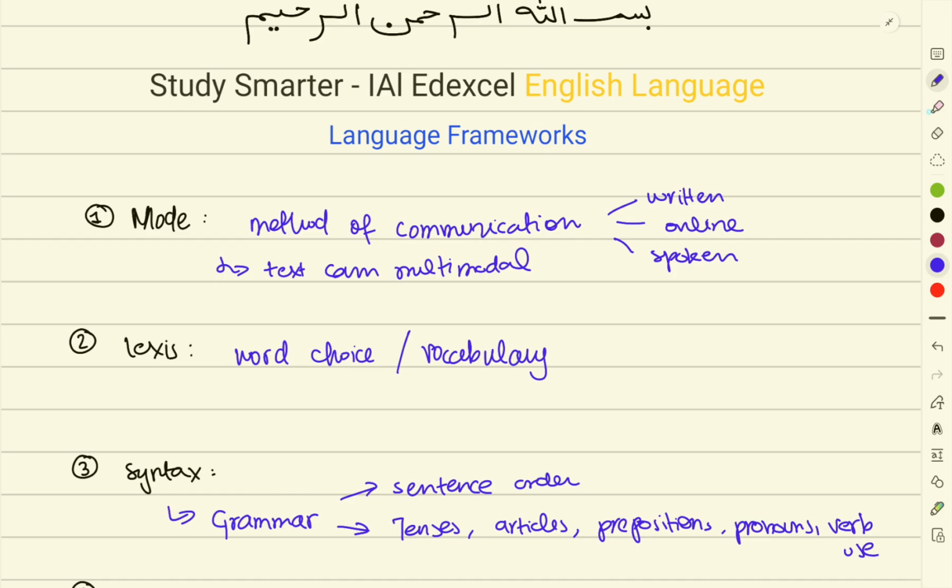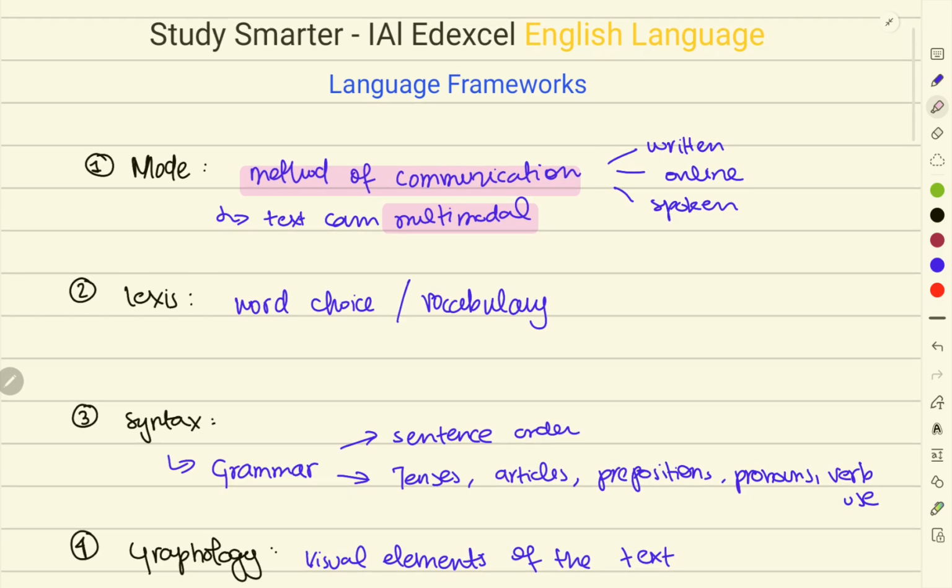So we start with mode, the most basic, of course. It's the method of communication, or the way the message is conveyed. Meaning, is the text spoken? Is the text published online? Is it spoken or written, or is it multimodal? Is it both? A text can be multimodal for sure. For example, a speech that was given at a place, and later the transcript was published online, so it's multimodal.